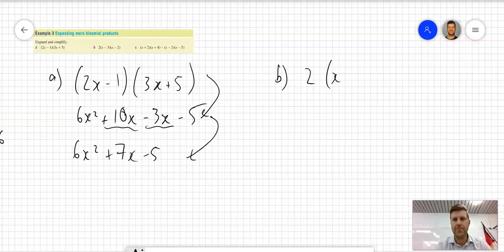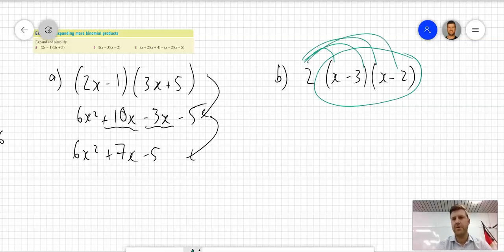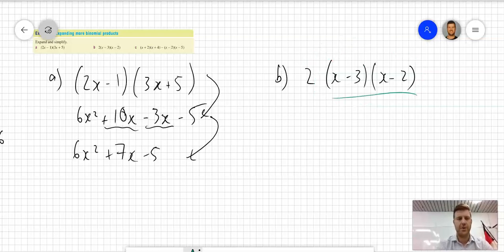So I've got a binomial product in terms of these two sets of brackets, so x take 3 and x take 2, but in front of them I've got this term as well. So what I'm going to do is use the FOIL rule to work on expanding these two brackets first, and then use the distributive law to multiply the term in front by each term inside. But let's get to that. Let's use the FOIL rule to expand both these brackets first.